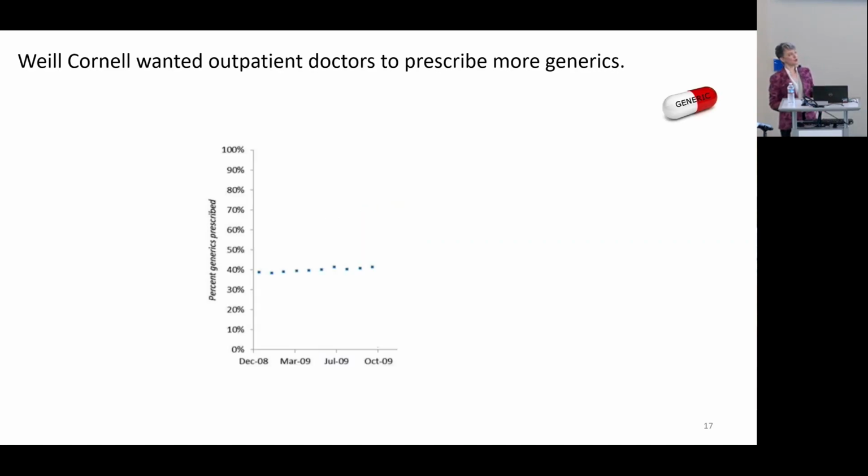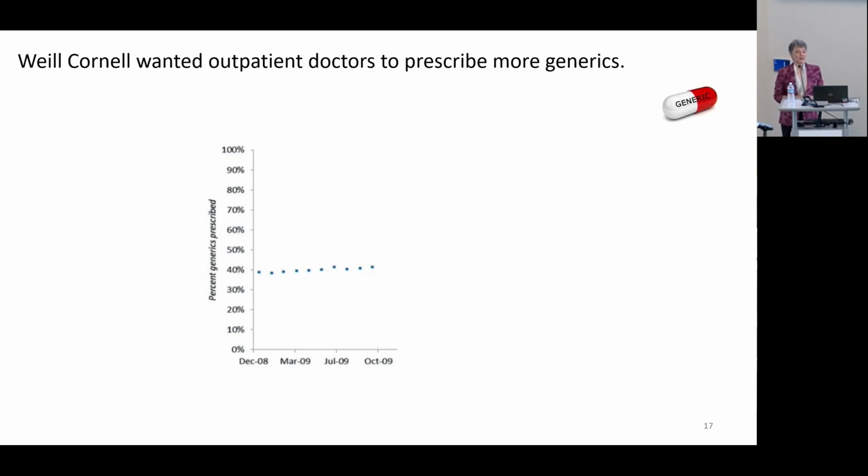And so I'll show you how successful Weill Cornell was in getting their outpatient doctors to start prescribing generics, which was not very. So this is the proportion of outpatient drugs that had generic equivalents that were generic. And you can see it sort of hovered about 40%. And there was some academic detailing, there was some grand rounds, CME sorts of stuff saying, hey, you should be prescribing generics. And there might be a little bit of an upward trend, but it's going to take a long time for that to make any difference.